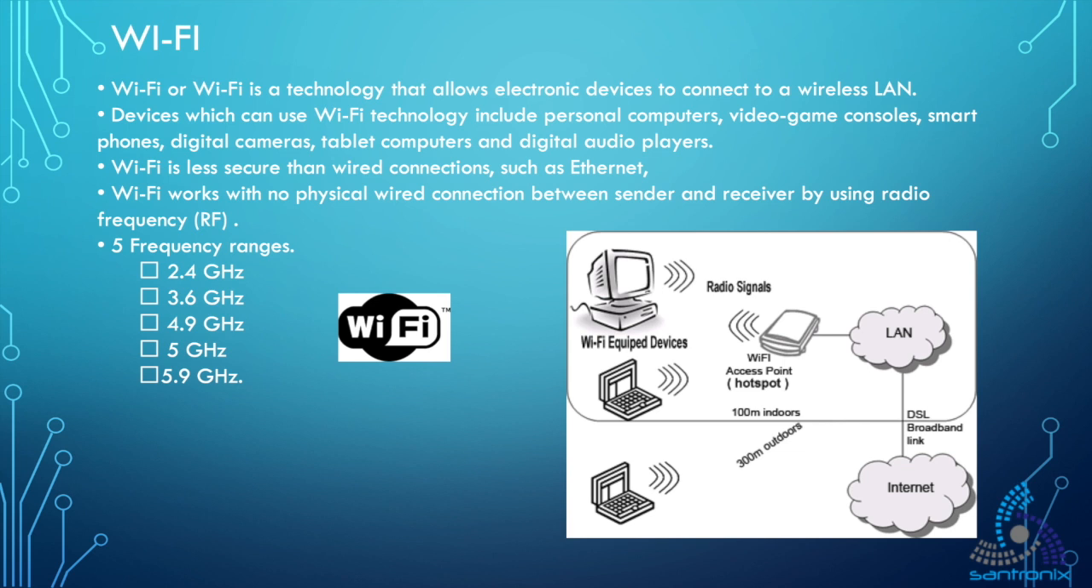And there are five frequency ranges. There is 2.4 gigahertz, which is most widely used in today's world, and there is 3.6 gigahertz, 4.9, 5 gigahertz, and 5.9 gigahertz. Nowadays, most of the routers that you purchase will come with 2.4 gigahertz and 5 gigahertz as dual band routers. As 2.4 gigahertz is becoming extremely congested, people have started using the 5 gigahertz band as well.